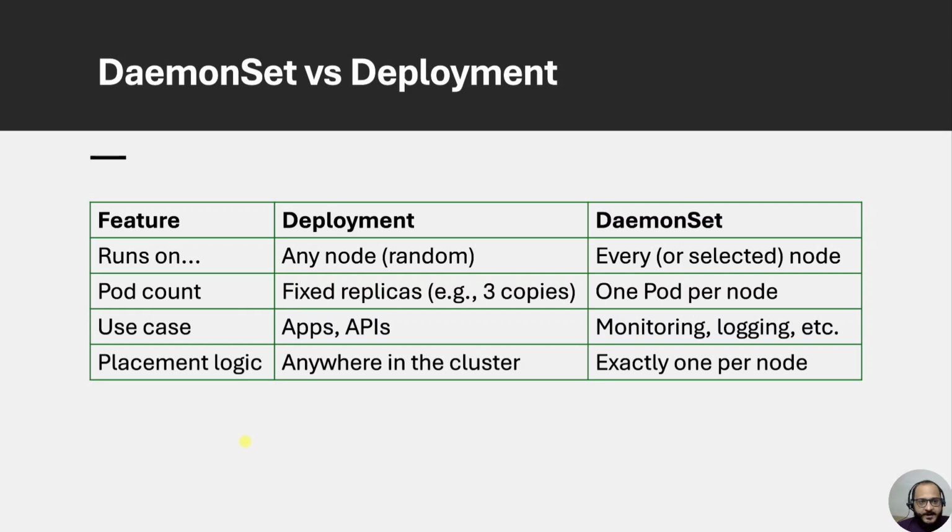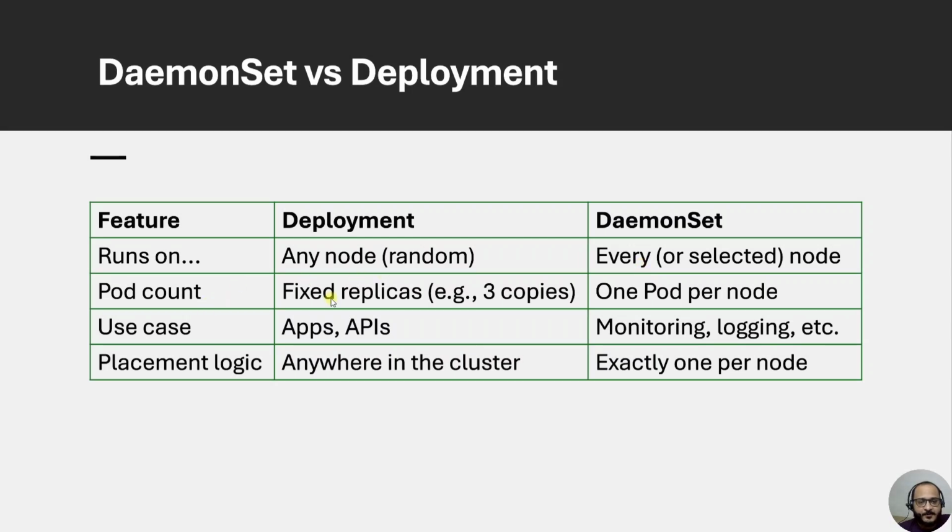Now let's see a quick comparison between DaemonSets and Deployments. A Deployment can run on any node, basically chosen randomly. But a DaemonSet runs on every node, or on selected nodes if we use labels or selectors. If we have hundreds or thousands of nodes and we want only specific nodes to be monitored, we can use labels and selectors as well.